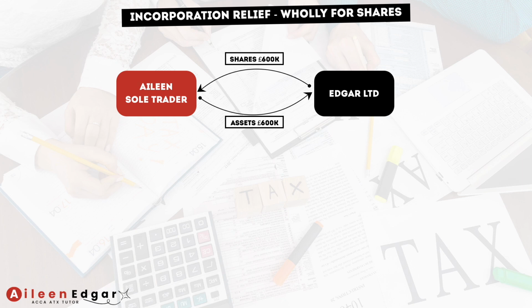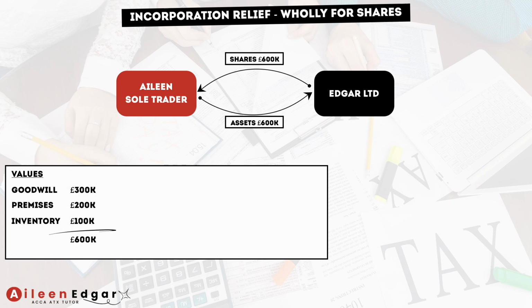So when I sell them to Edgar Limited, I get shares in return, and the value of those shares will be the same as the value of the assets I've given up, so £600,000. Now what I've done is sell some assets, and therefore there should be some capital gains tax I should be paying on the gain I've made on the sale of those assets. But we've got a special capital gains tax relief that can apply in situations where we have a sole trade or partnership business that's incorporating into a company, and it's called incorporation relief.